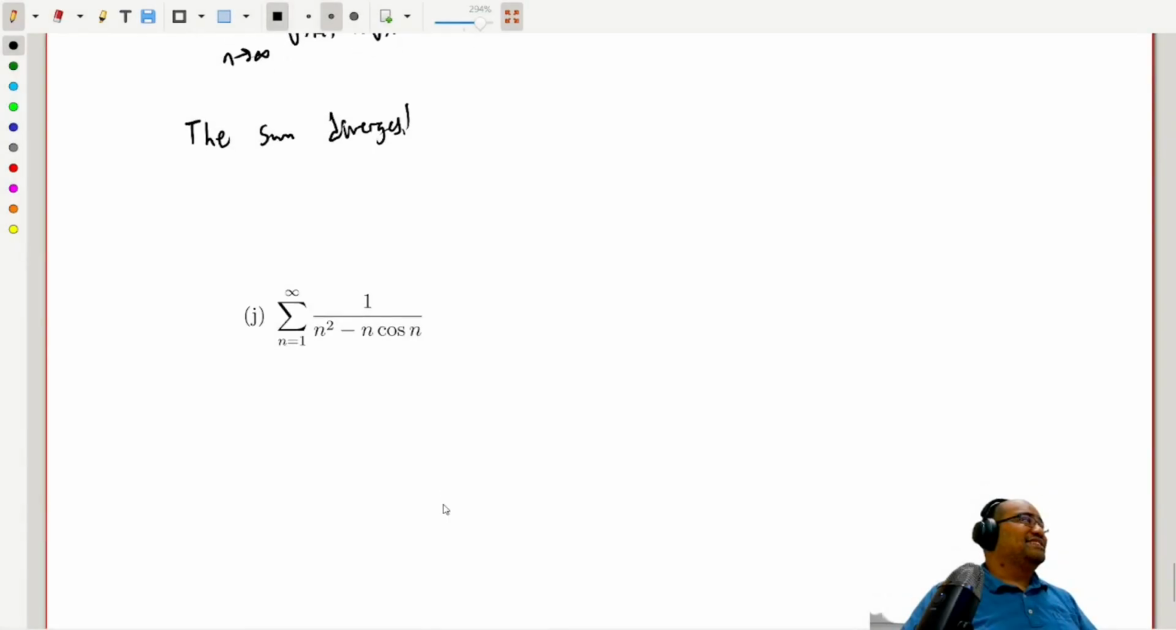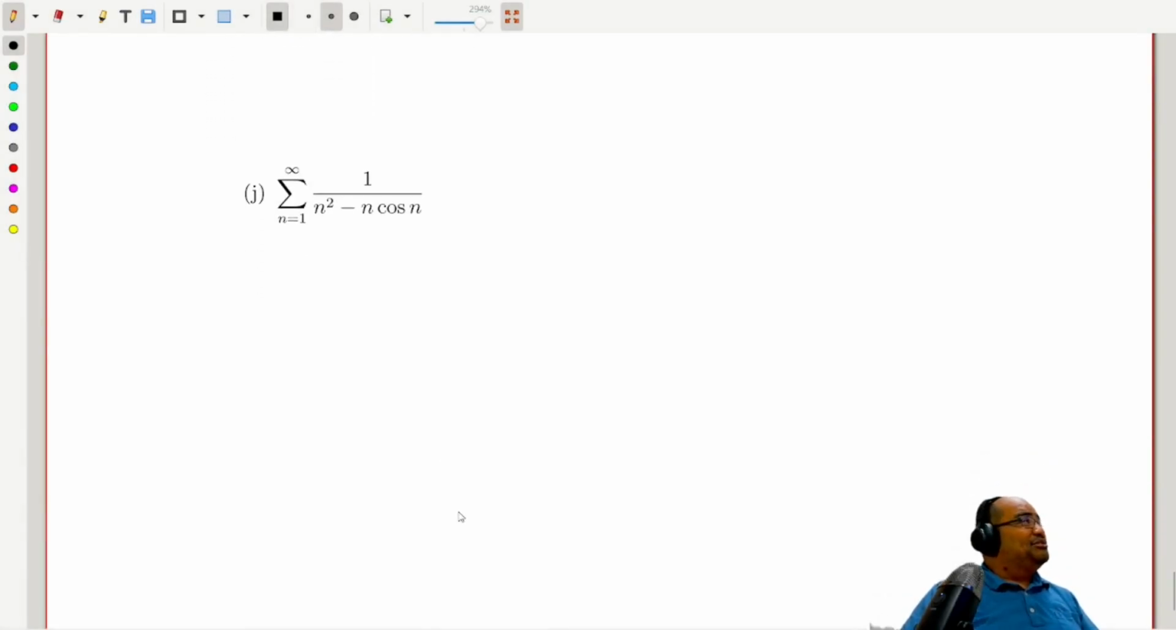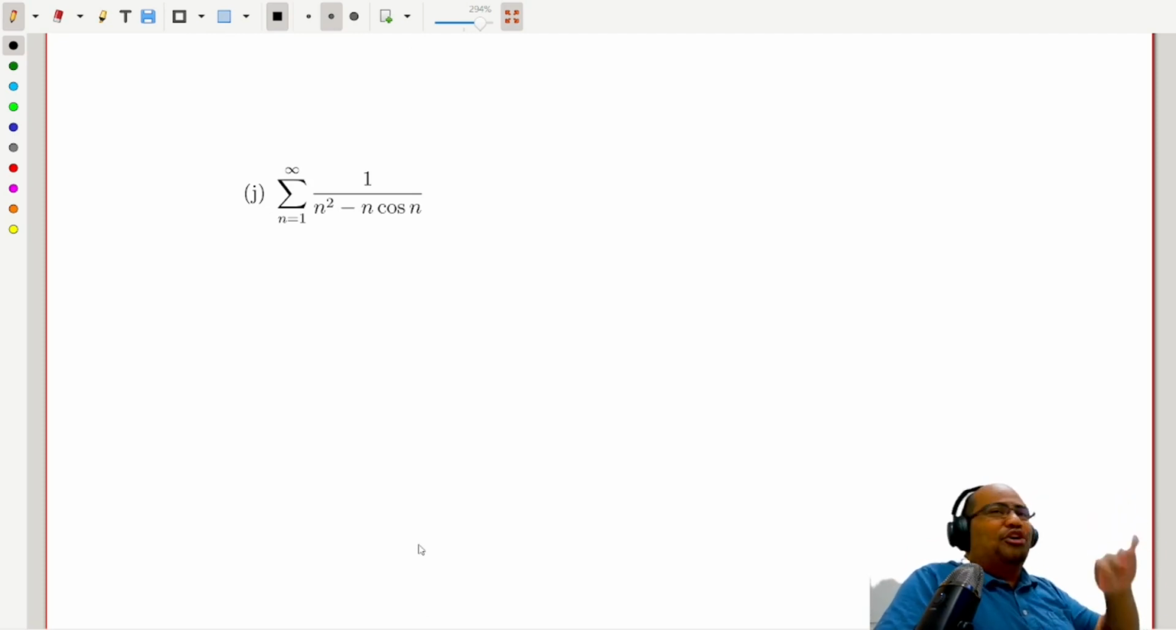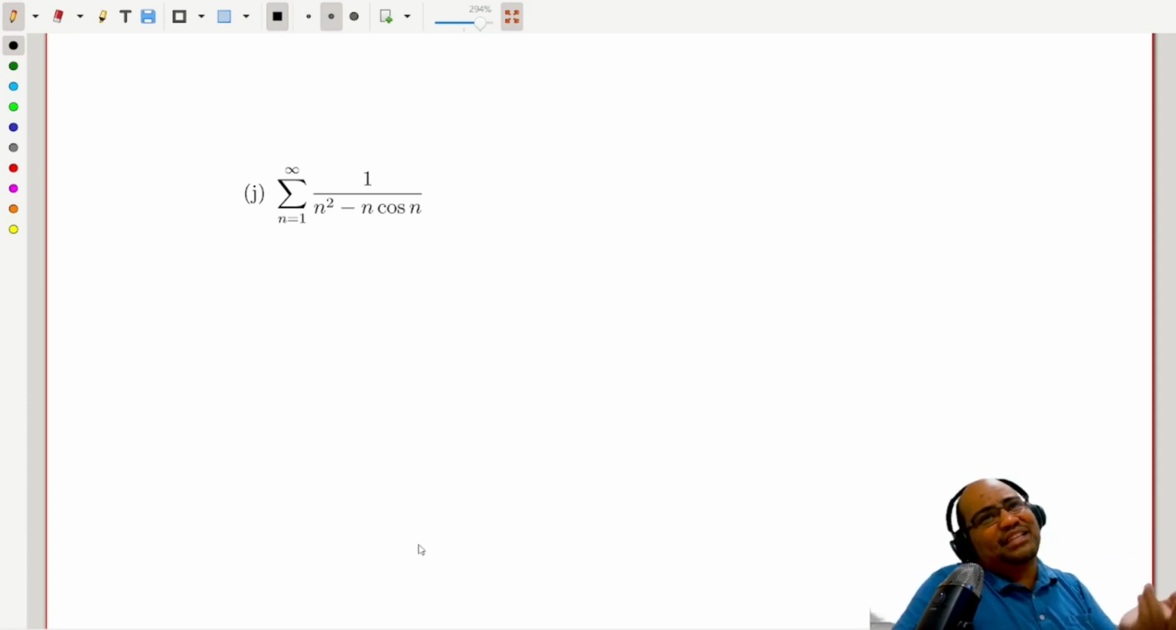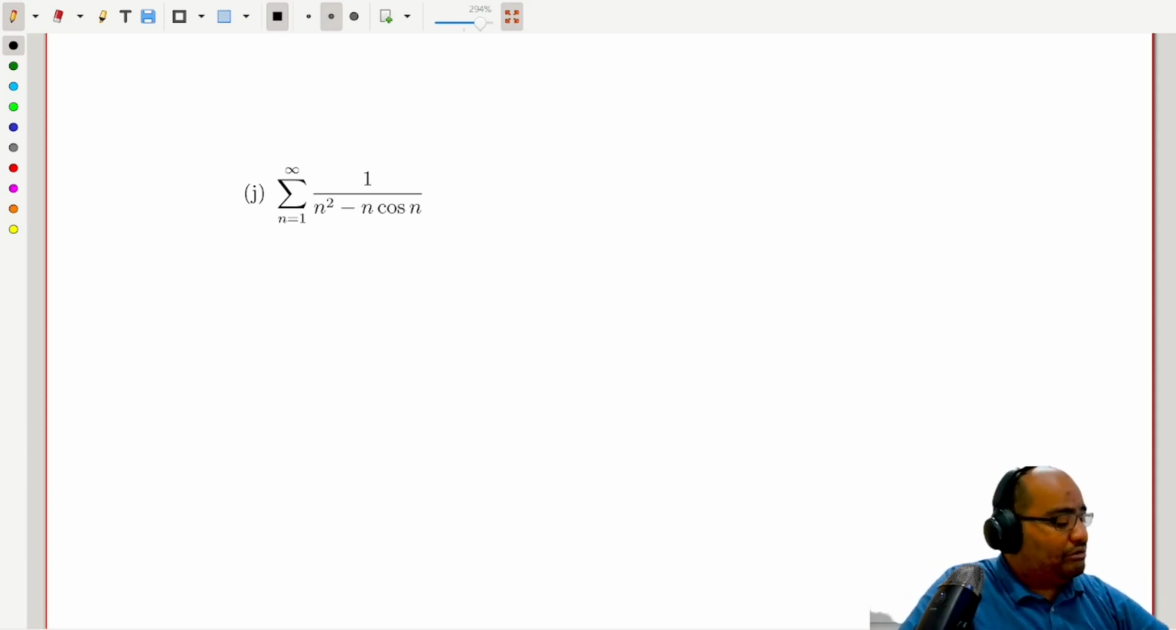Last one here. This one was a doozy. This one took a while to rehearse here, okay? 1 over n squared minus n cosine of n, okay? Now, I see that n squared there, and I know that cosine of n wobbles between minus 1 and 1. So that's going to be like a 1. And n squared minus n for large n, well, the n squared is going to win. So I'm going to take a guess here, okay?